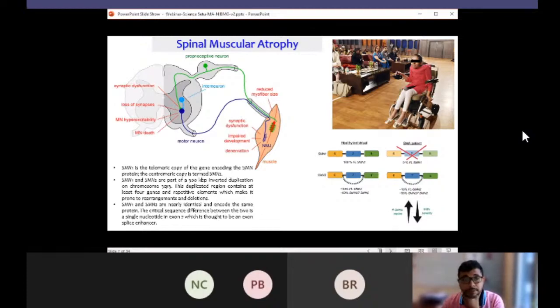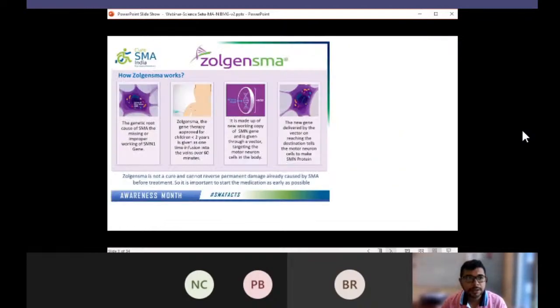Now, what should we do with this? Okay, so there is a drug. This is called Zolgensma.